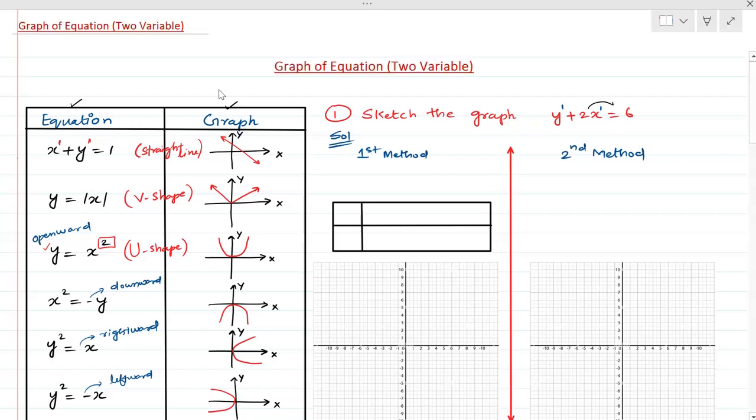Move this to the other side, and you will get y equals 6 minus 2x. So this is the y-equals function. Any graph you can do by using a table, with x and y. Three points are enough to know the behavior of the graph: -1, 0, 1. If you want to extend, you can take 2, and on this side -2.